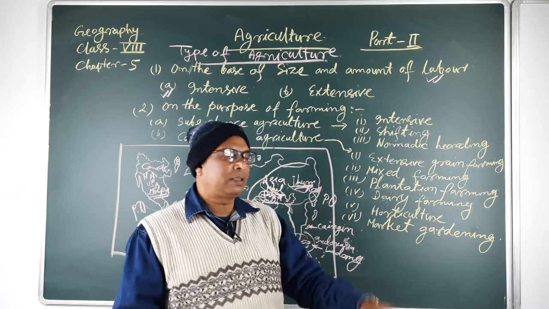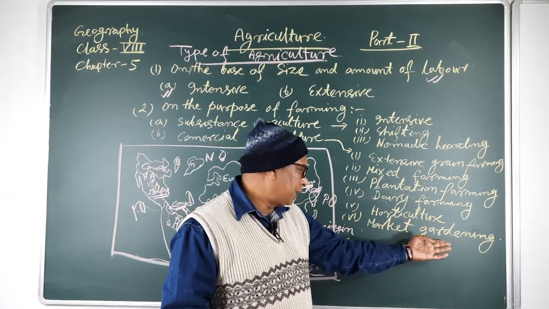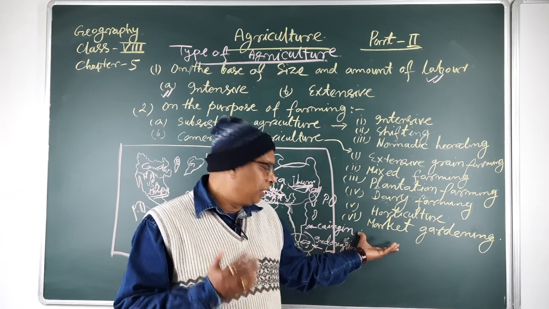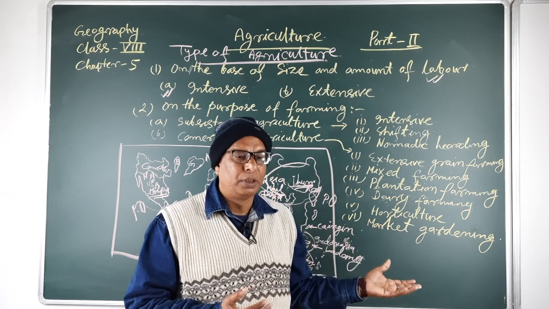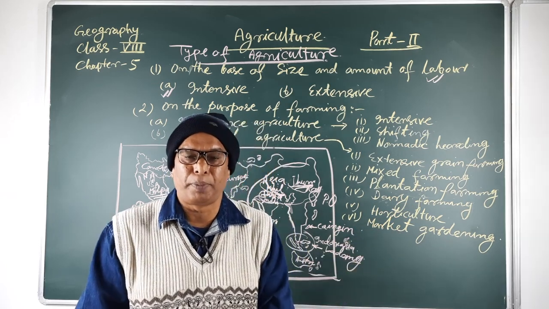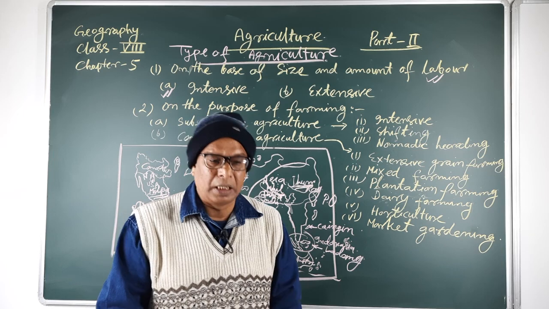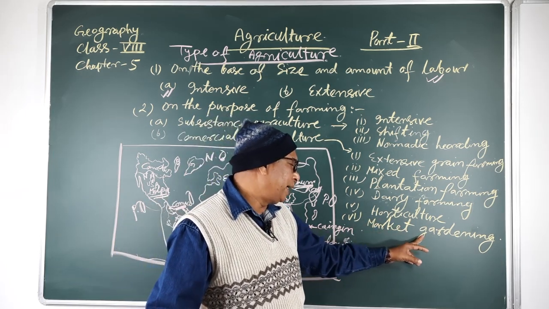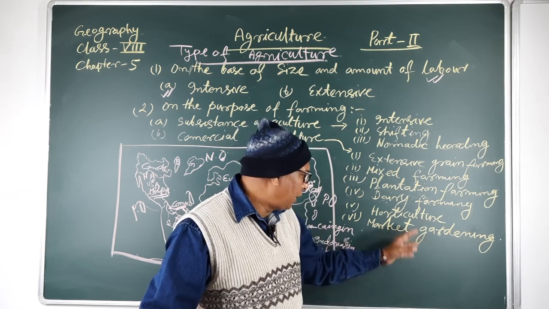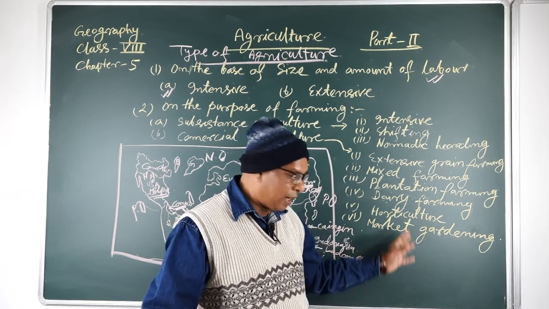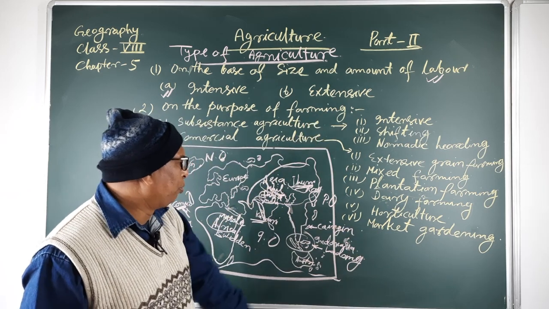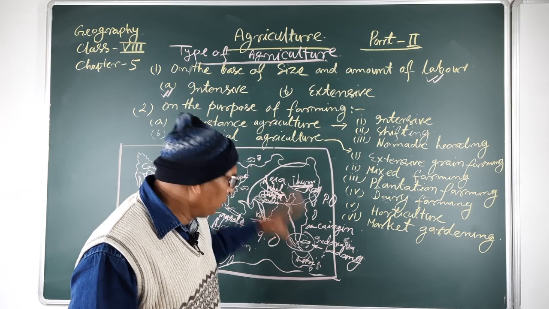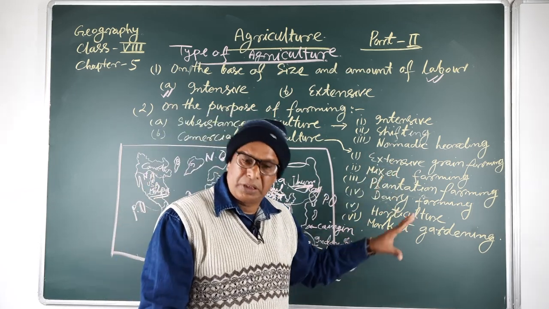And market gardening. Market gardening means, near the market, agricultural farming used only for vegetable cultivation or production. That area is also known as market gardening. So, these are the many types of farming given in your book in this chapter.